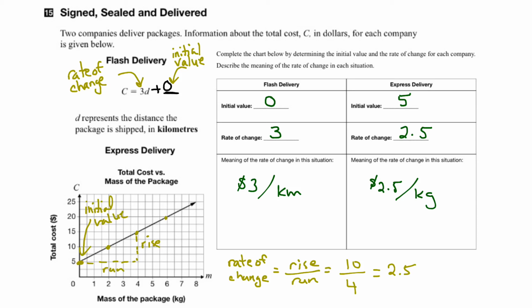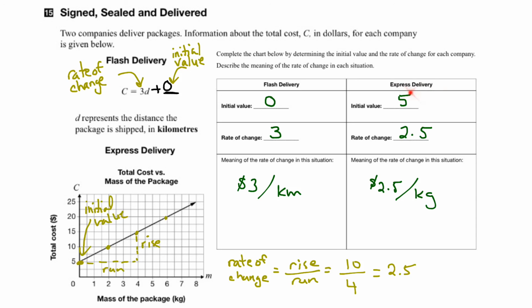Now, if we wanted to be precise and interpret the meaning for both the flash delivery and express delivery services, this equation means that the cost is purely dependent on kilometers. So it's $3 for every kilometer driven. So if you drove 100 kilometers, it would be $300. And if they drove 10 kilometers, then it would be $30. This would be direct variation.